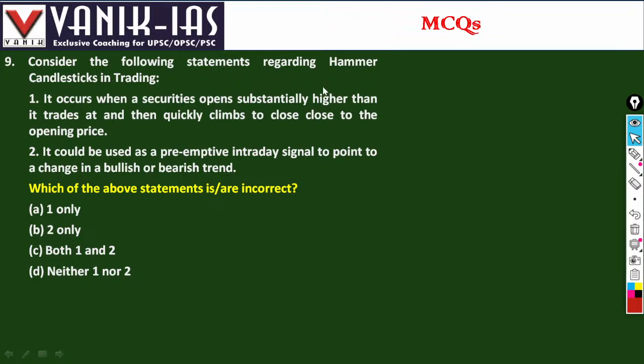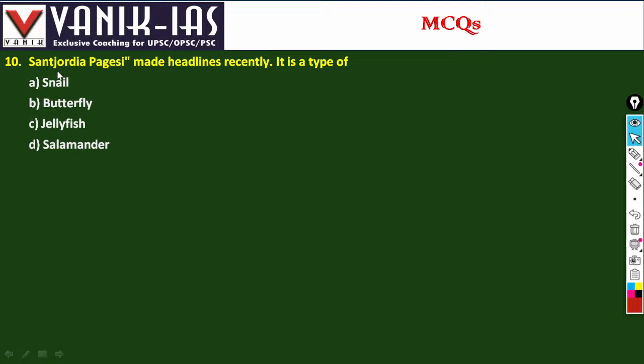The following statement regards the Hammer candlestick trading. It occurs when the security opens, trades substantially lower, and then quickly climbs to close near the opening price. It could be used as a preemptive intraday signal to point to a change in the bullish or bearish trend. So here one is incorrect, but two is correct. That Sanjodia pagesi, it is a jellyfish.